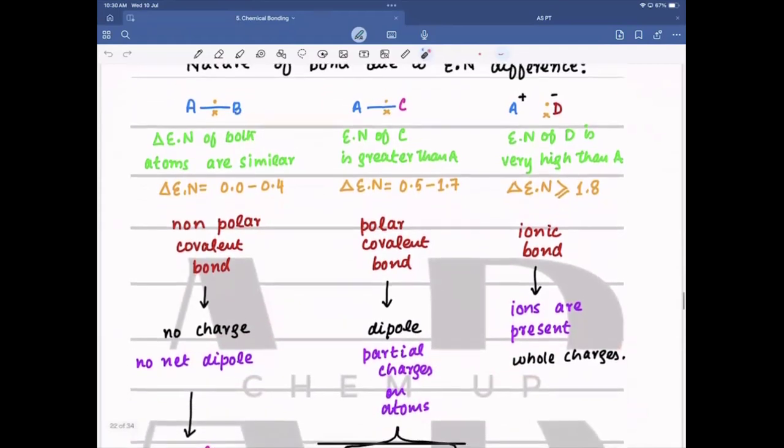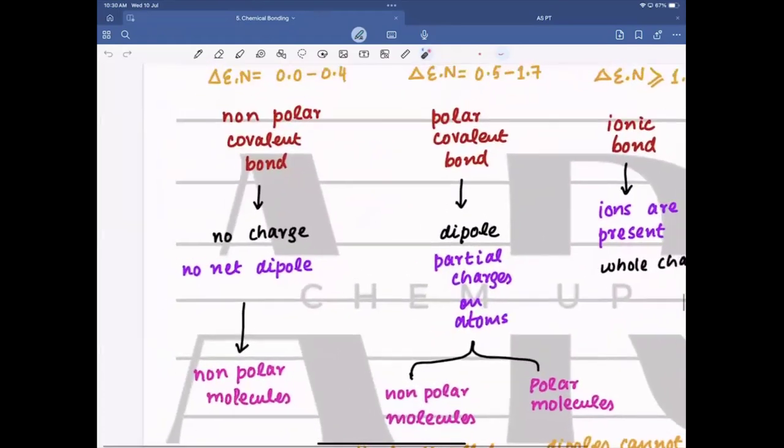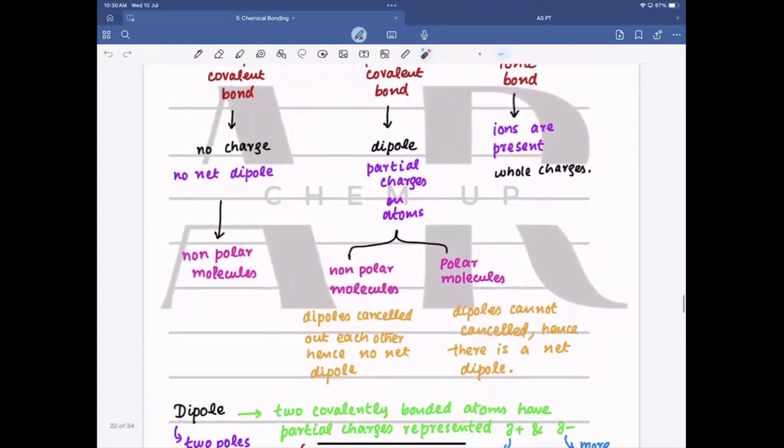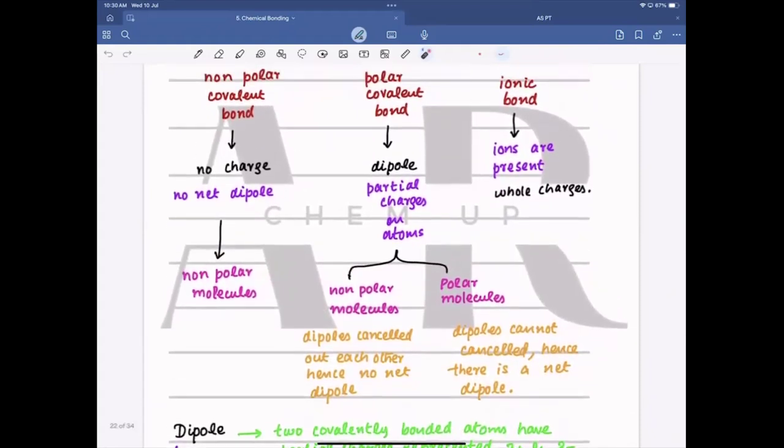Now, when there are non-polar covalent bonds, the molecules are also considered non-polar. But when there is a polar covalent bond, then molecules can be non-polar or polar. There are both possibilities. And we are going to see how we will figure out whether the molecule has a dipole and is going to be polar or not.